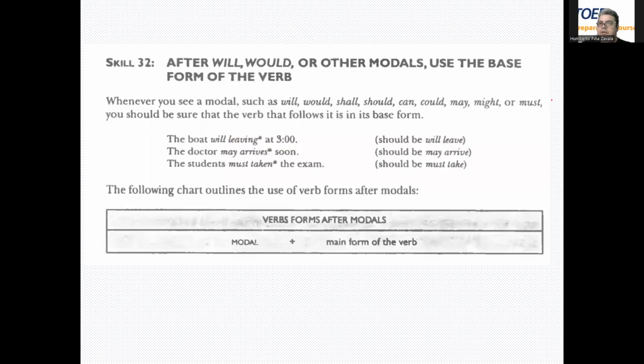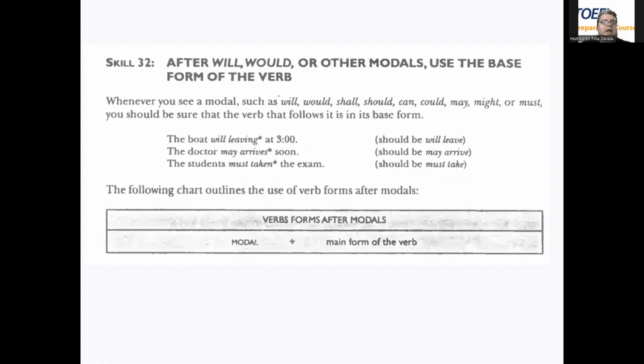Okay, so right now we're working with structure and written expression, and we're going to move on to skill 32. We've been working with the forms of the verbs. In skill 30, we worked with what comes after have, which is the past participle. In skill 31, what comes after be, which can be the present participle or the past participle, depending on whether it's a continuous structure or passive voice.